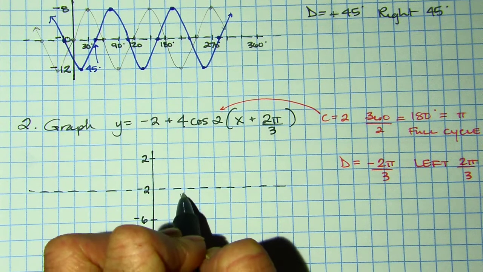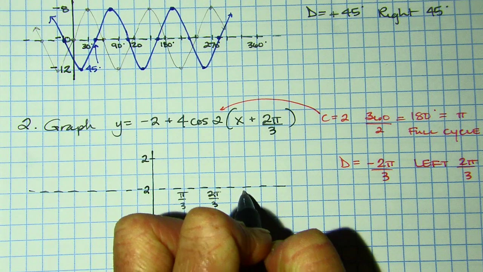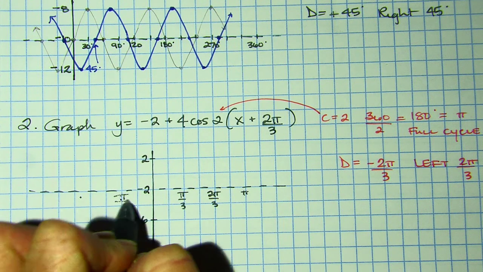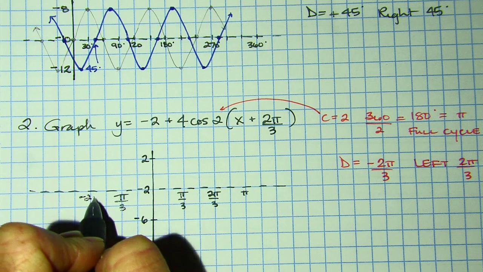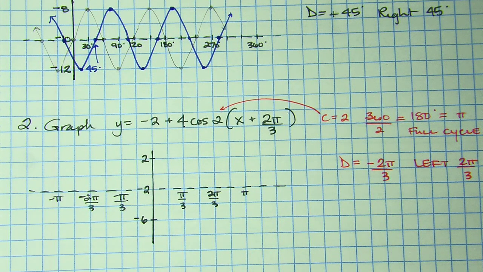So for example, this would be pi over 3. This would be 2/3 pi, right? And this would be pi. This would be negative pi over 3. This would be negative 2 pi over 3. This would be negative pi. Sorry, negative radians. My bad.